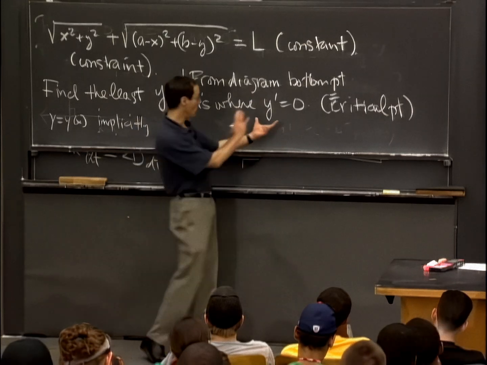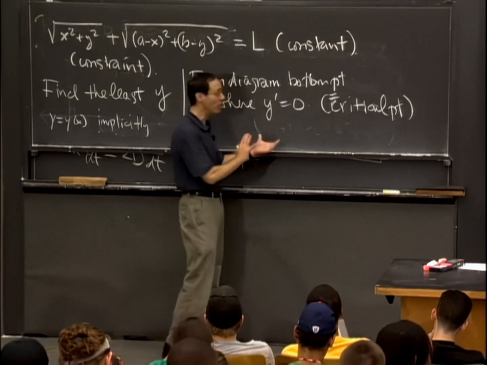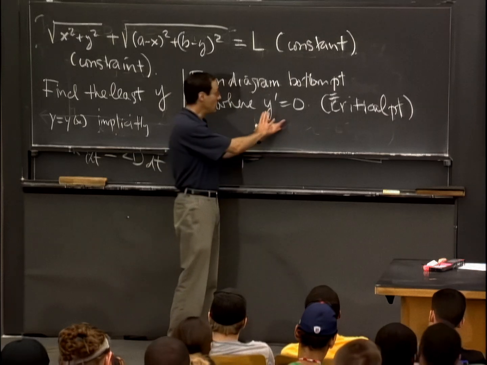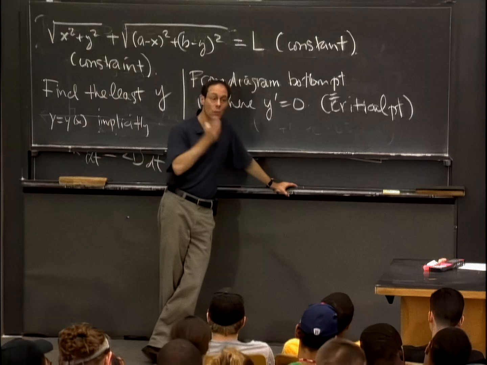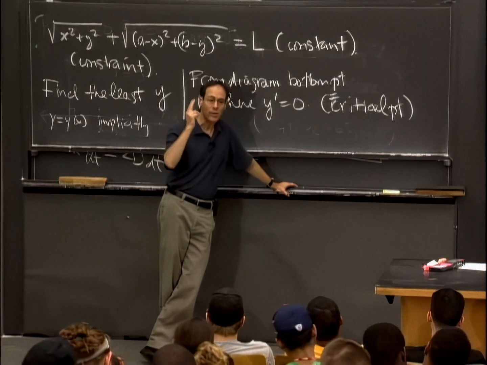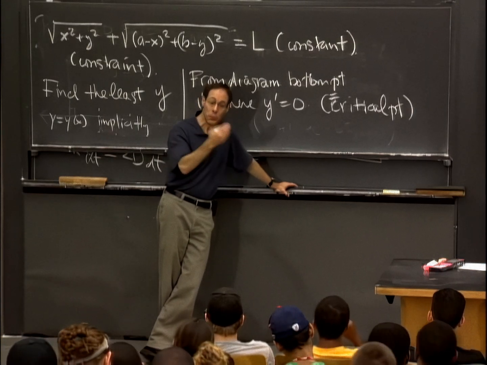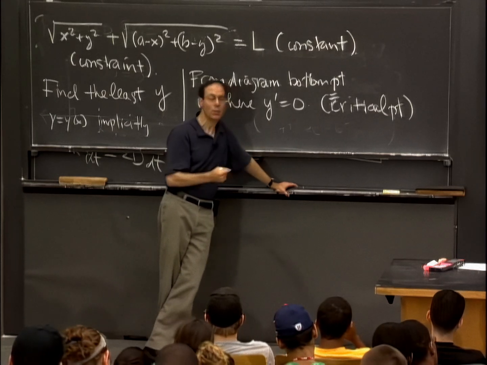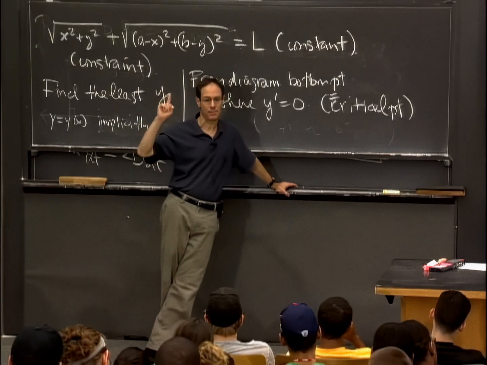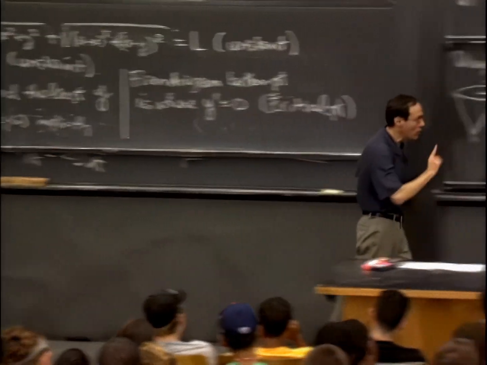I'm just showing you, so I'm trying to make the following very subtle point, which is, in maximum-minimum problems, we always have to keep track of two things. Often the interesting point is the critical point, and that indeed turns out to be the case here. But we always have to check the ends. And so there are several ways of checking the ends.